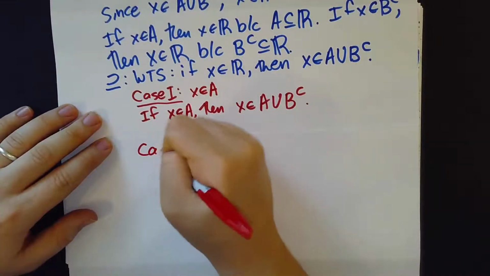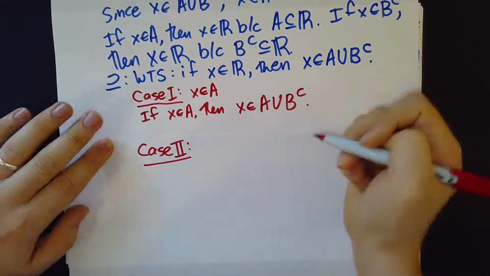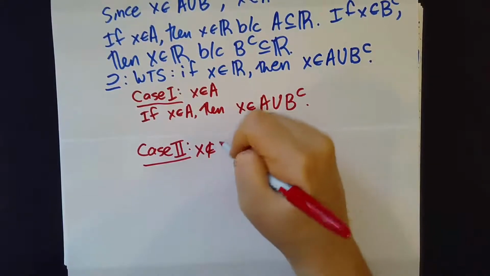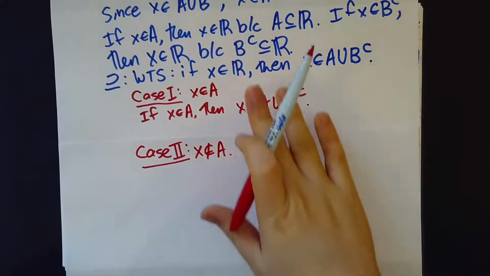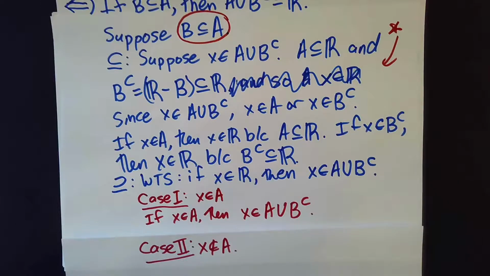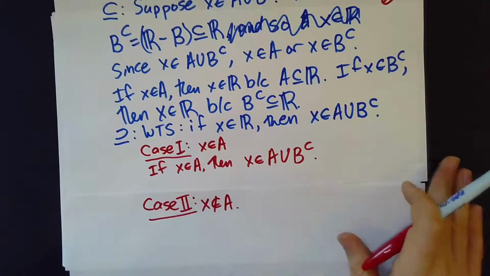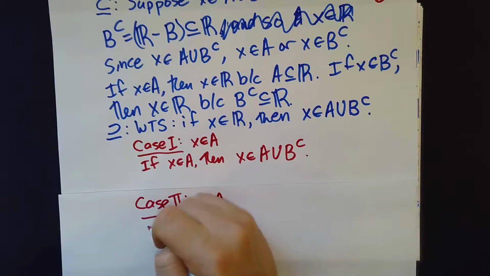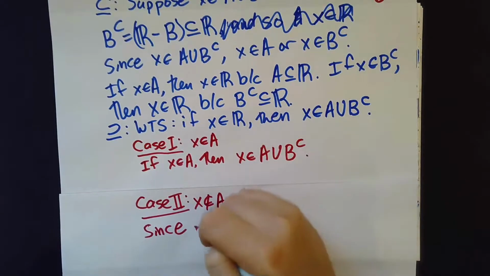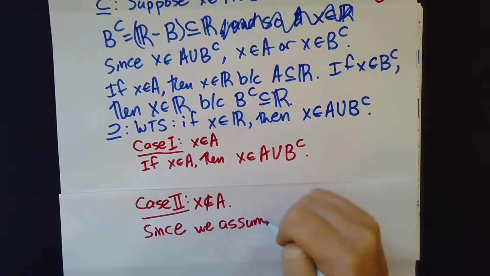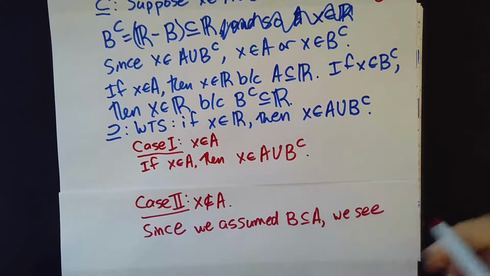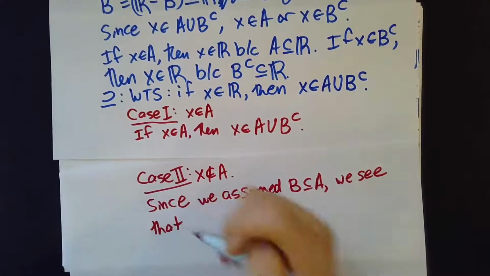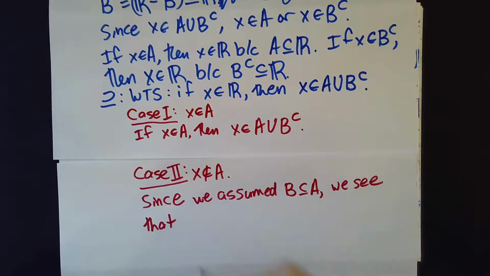My second case is that X is not in A. And this is the case wherein I have to use the relationship between B and A. Okay, so here's where I have to say, since we assumed B is a subset of A, that, in fact, what does this tell us? X is not in B either.